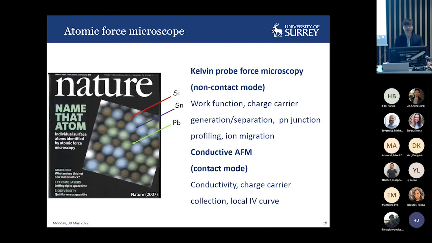So we can do many things, like we can add many functions in atomic force microscope. You can have Kelvin probe force microscopy, and you can also have a conductive AFM. So these two are the main microscopy techniques that I employ in PV materials. In Kelvin probe force microscopy, we can get the work function. You can also see charge carrier generation and separation. Using that, you can also profile PN junctions, and you can also image the ion migration, which I will show you later in my presentation.